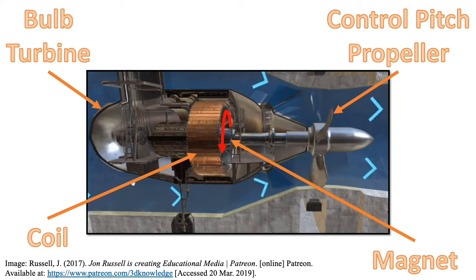A bulb turbine is placed inside each aperture. The turbine uses a control pitch propeller. The pitch is adjusted on the propeller depending on the direction of the flow, giving the turbine bidirectionality.